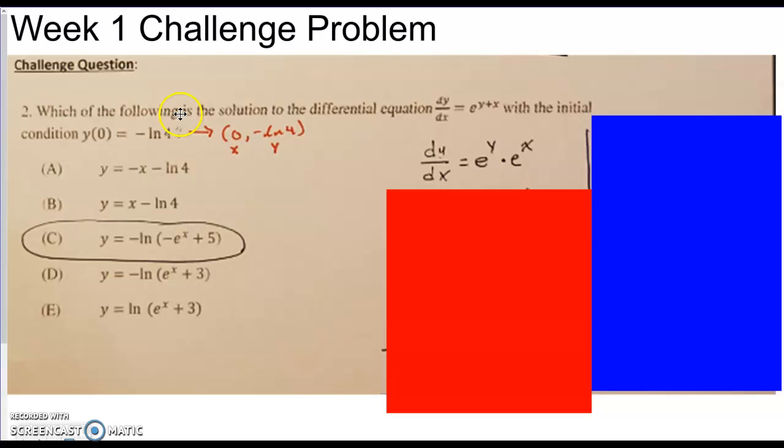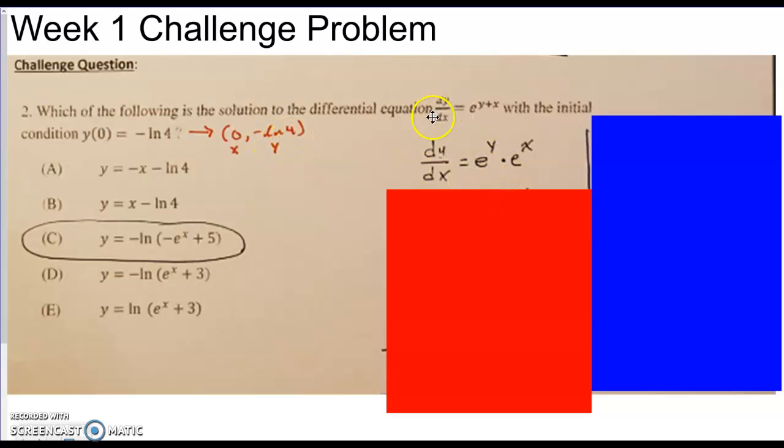The question says, which of the following is the solution to the differential equation dy/dx equals e to the power of y plus x, with the initial condition y of 0 equals negative ln of 4. First, think of this as an ordered pair. When x is 0, the output is negative natural log of 4.